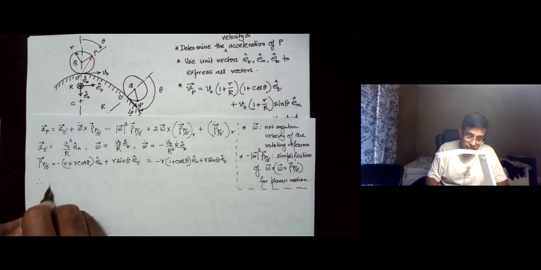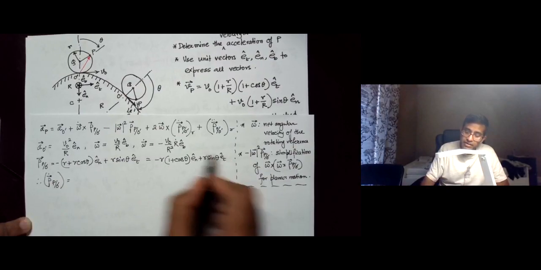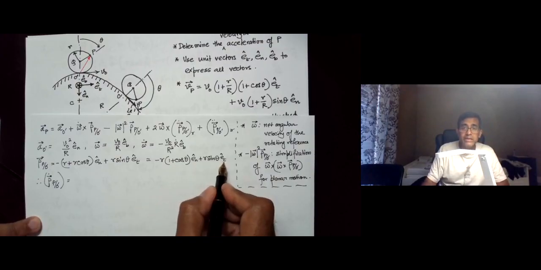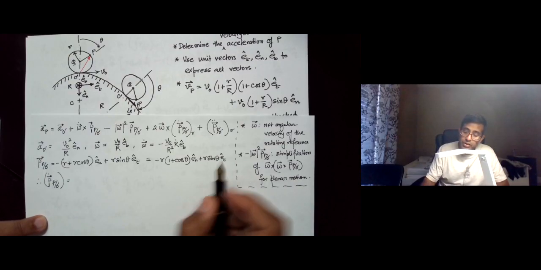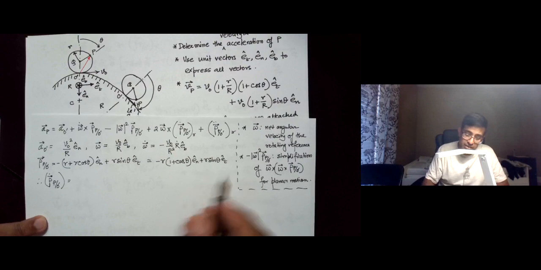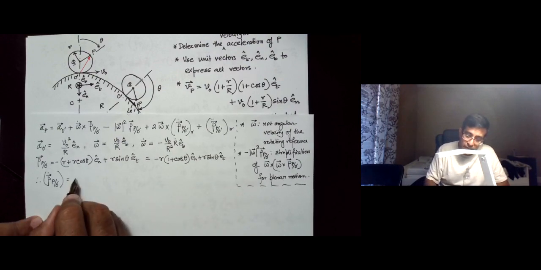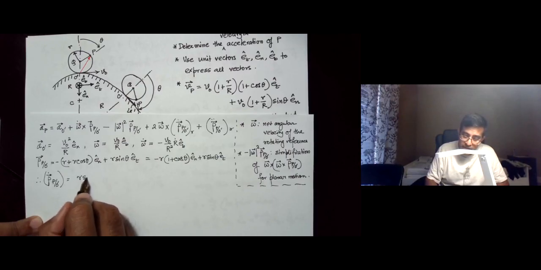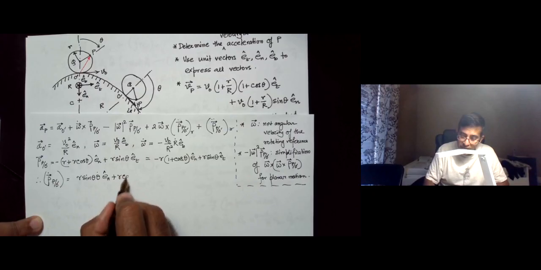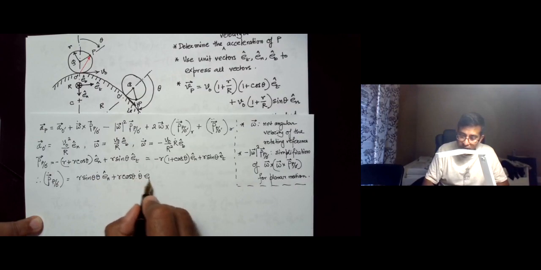So therefore, rho dot P with respect to O prime is going to be found by taking the derivative of this under the condition that En and Et are constants. So we don't need to differentiate the unit vectors here. So what else do we need to differentiate? Well, small r is a constant, and then theta is the only thing that is changing. So we'll have r sine theta dot En plus r cosine theta dot Et.